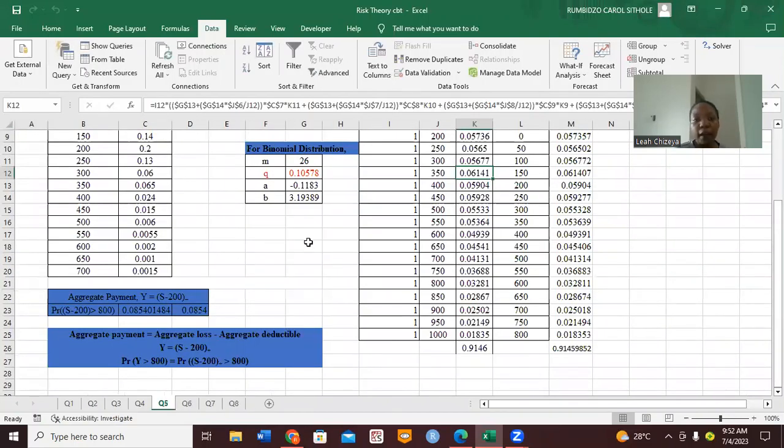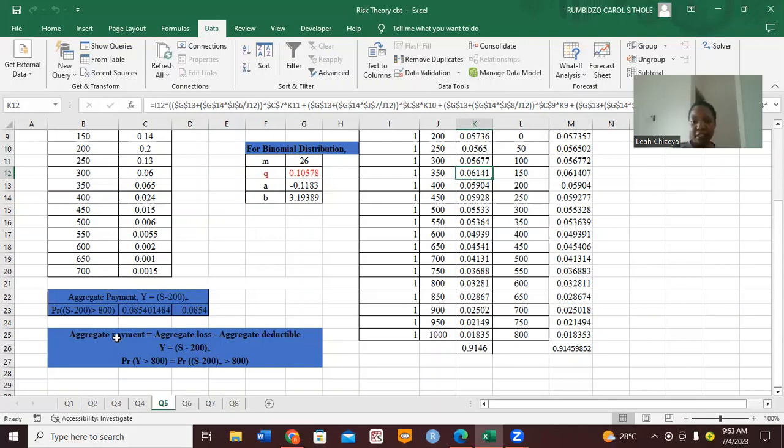Okay, so as we've seen, the question is asking us to look for Q, and it's a binomial distribution where M is equal to 26. The given information is that the probability that the aggregate payment is more than 800 is 0.054. Calculating that probability manually would take forever because it ends at infinity. So it will be easier to calculate the probability that the aggregate payment is less than 800, then subtract that probability from 1, which is the total probability.